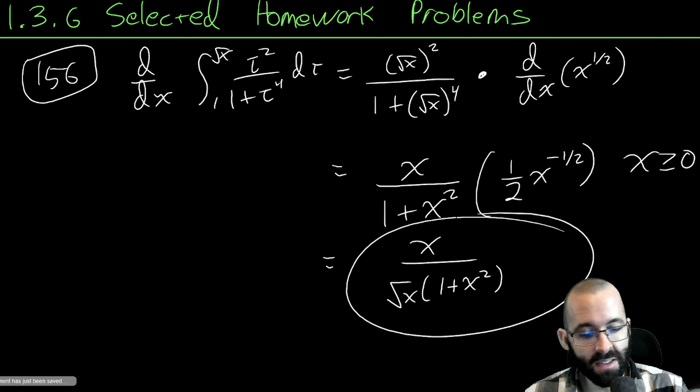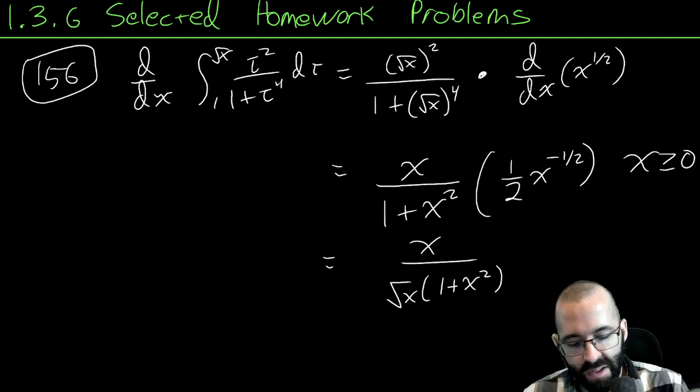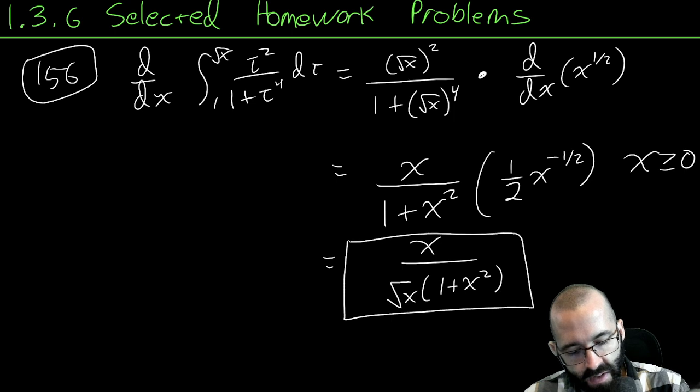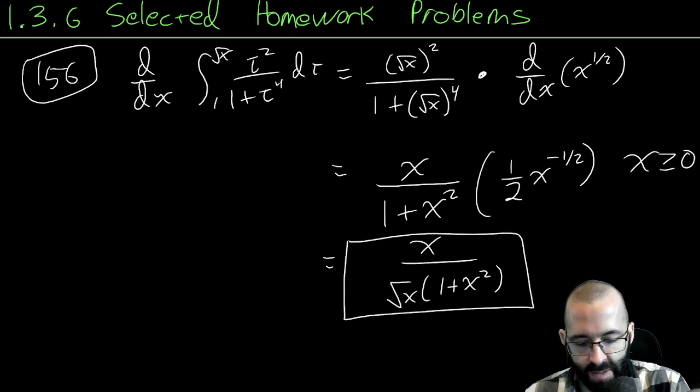If x is 0, this doesn't make sense. We're dividing by 0. And if x is negative, we're going to, again, have imaginary numbers. So we're only dealing with real numbers, so actually this is sufficient here. This is our derivative. And again, I shouldn't have skipped this step.